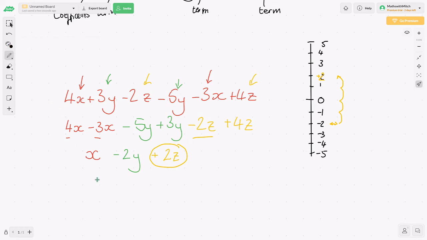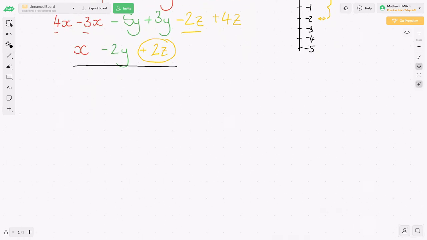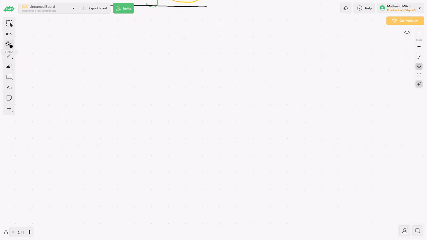But that is the end point. You've collected like terms and simplified, so that is the kind of thing you're going to be looking for. So finding your like terms and then simplifying them down. Now at the start we talked about an xy as a term. So let's now pick another example.